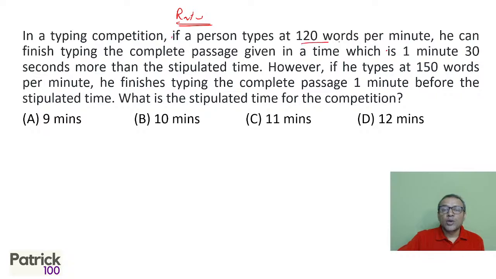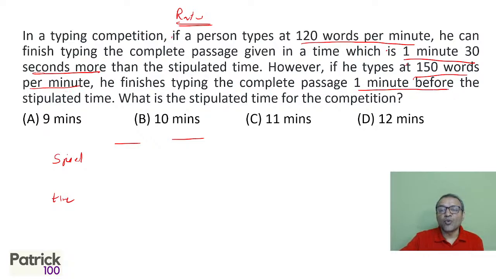Coming here, 120 words per minute and 150 words per minute are speeds. So if you can find the ratio of the speed, you can find the ratio of the time, and remember the difference in time is 2.5 minutes, because here it is 1 minute 30 seconds more and here it is 1 minute before, so the difference in time is 2.5 minutes.